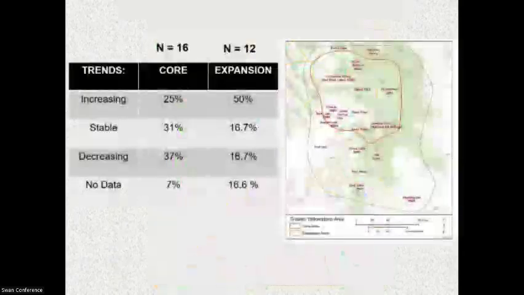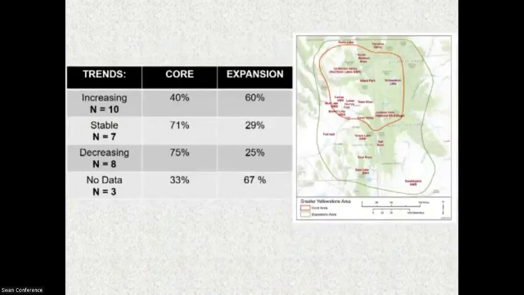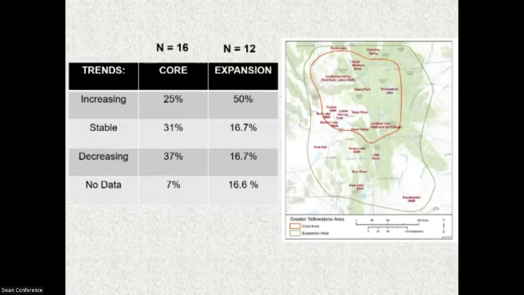So if we break this out into what the trends are actually doing, the core area has about 25% increasing trends. 31% of those areas have been stable. And in the core area, 30% has decreasing trends. And then there's that no data. Those are those black and white circles.